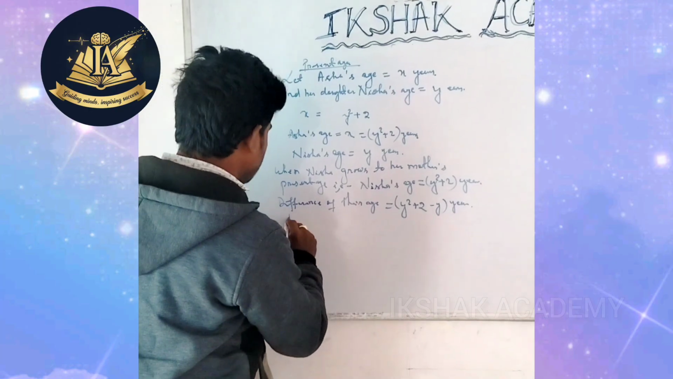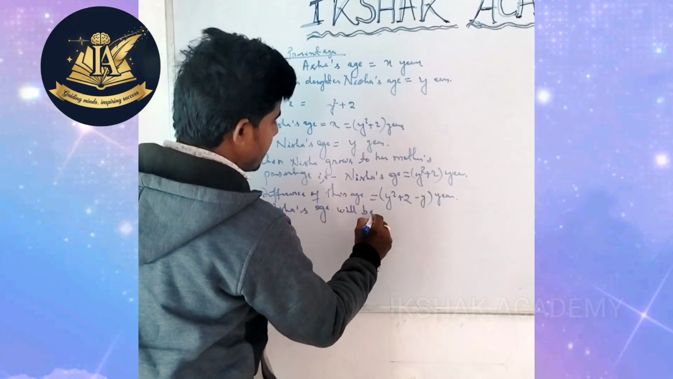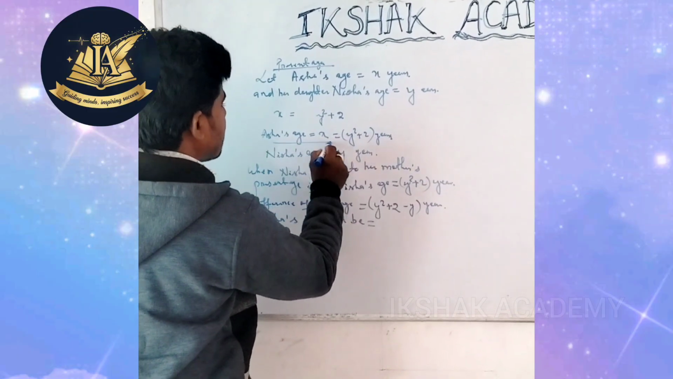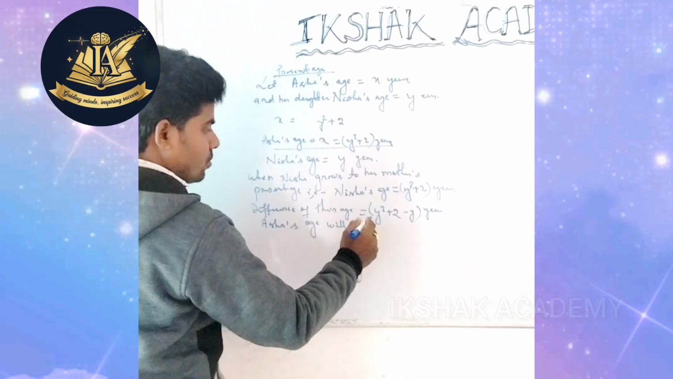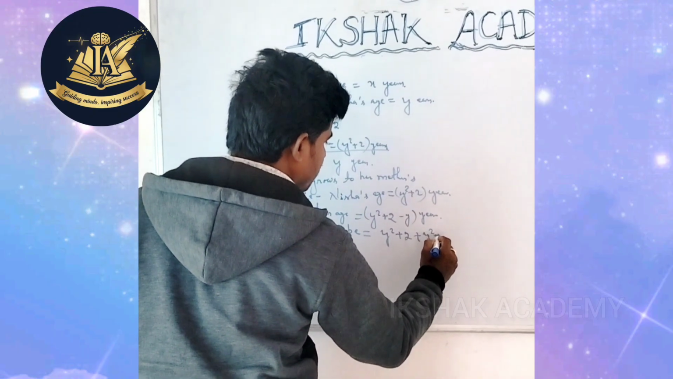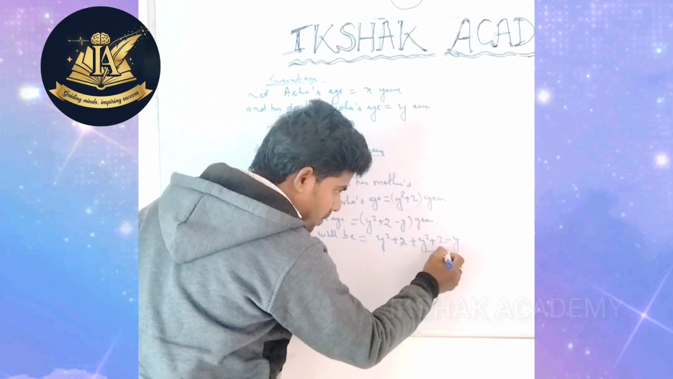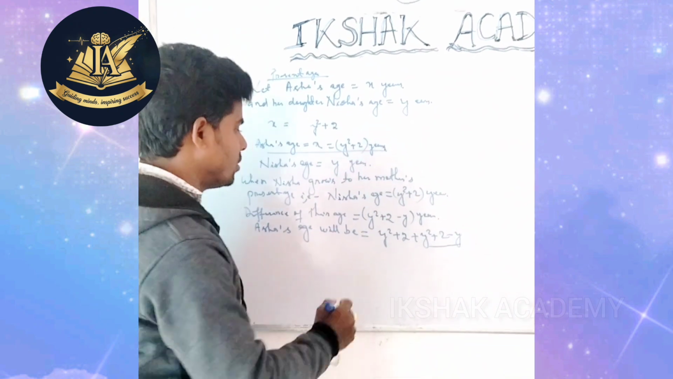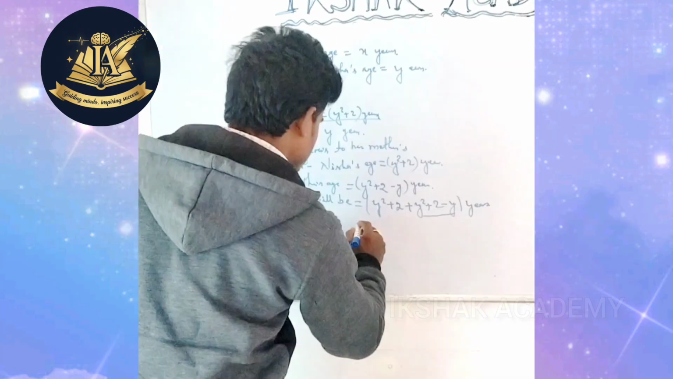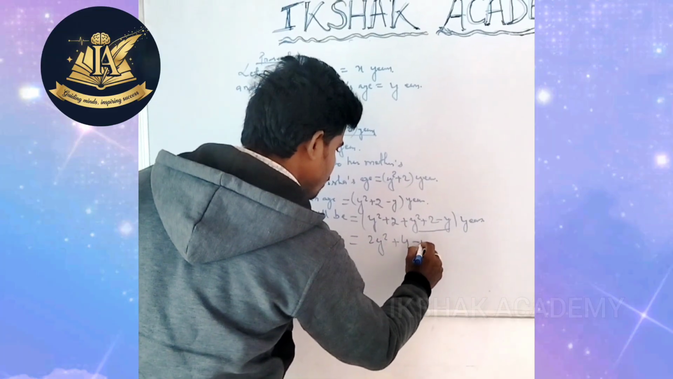That means Asha's age will be, Asha's age was y square plus 2. So Asha's age will be y square plus 2 plus y square plus 2 minus y, because this factor y square plus 2 minus y is the increase in age. So this is the total years. So Asha's age will be this. Just solve: y square plus y square is 2y square, and 2 plus 2 is 4, minus y.